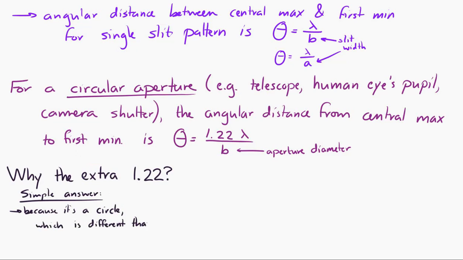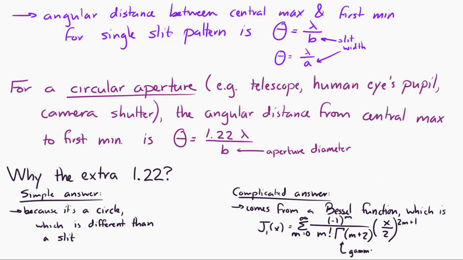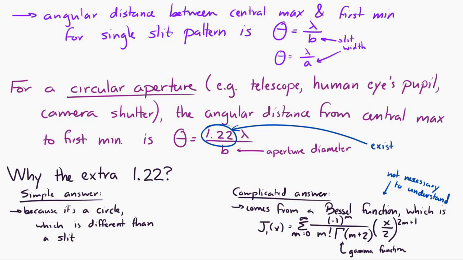If that's not satisfying, the more complicated answer is that it comes from something called a Bessel function, which you usually don't encounter until part of your way through college physics. I can write down the Bessel function, and you can see why we're not going to worry about it this time. Either way, you don't have to understand why there's a 1.22 in there, but you do need to know that that 1.22 is there because we're talking about a circular aperture, not just a slit.